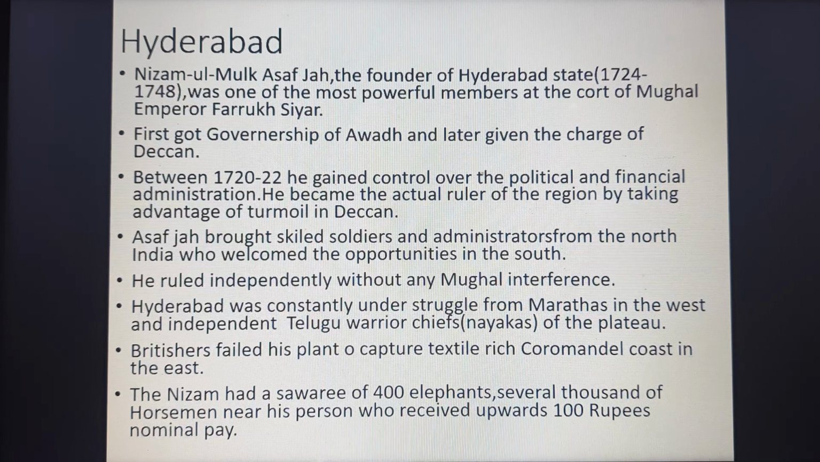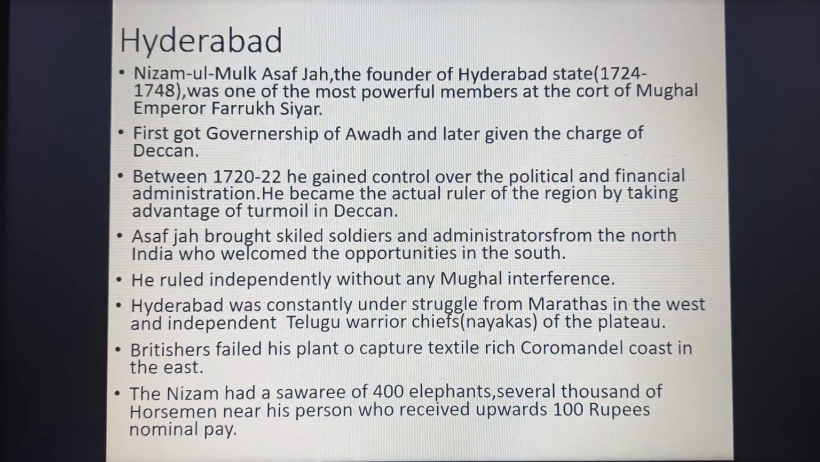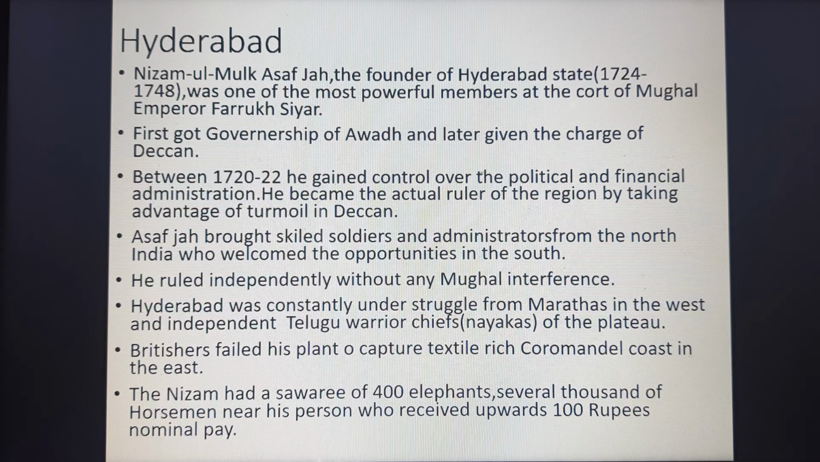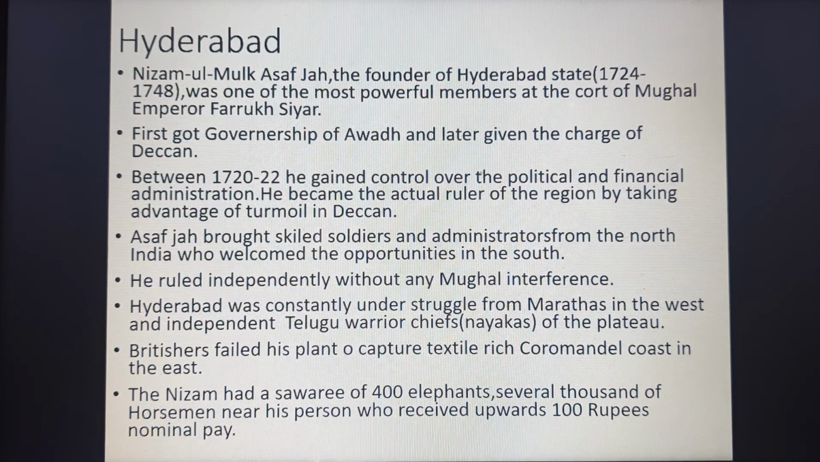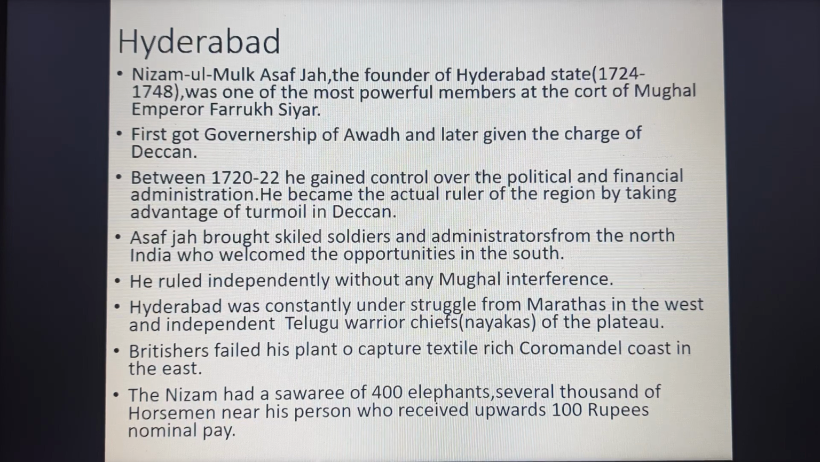Hyderabad. Nizam-ul-Mulk Asaf Jah, the founder of the Hyderabad state from 1724 to 1748, was one of the most powerful members of the court of the Mughal Emperor Farrukh Siyar. So Farrukh Siyar was the emperor at that time, and Nizam Asaf Jah was a powerful member, and later he declared himself the ruler of Hyderabad. First he got the governorship of Awadh. First he got the chance to rule over Awadh, and later was given the charge of the Deccan. Once he took good control over Awadh, he was sent to South India, and there in the Deccan he gained control.